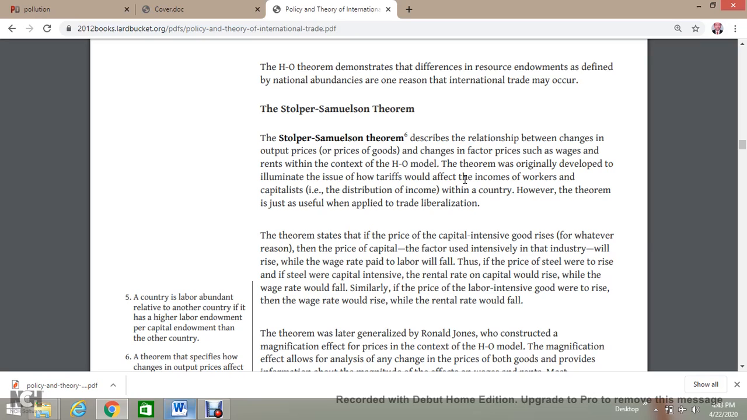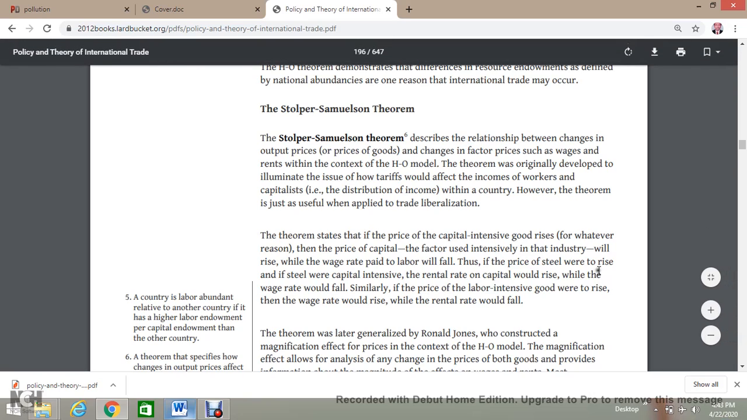In the steel industry, if the price of steel were to rise, and if the steel is produced using capital intensive technology, the rental rate of the capital would rise, while the wage rate would fall. It means, let us take an example of a steel industry.